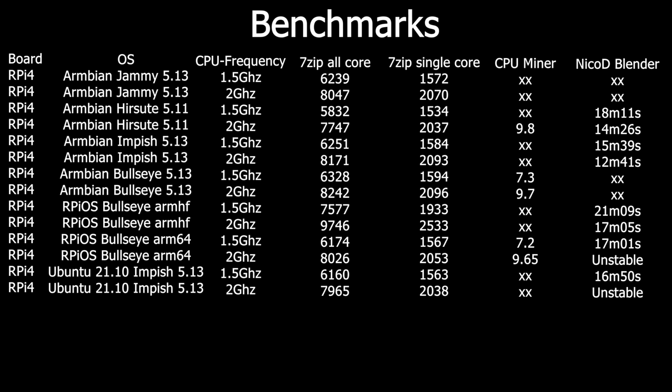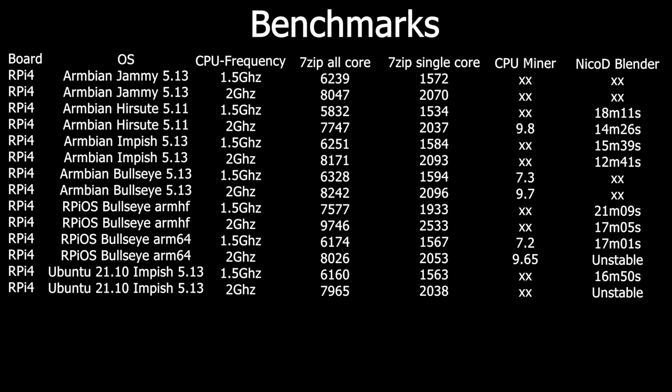And here are some benchmarks, so not much can be said from the benchmarks. You can see that Hirsute doesn't perform that well, but Impish performs a lot better. I knew that from other tests on other boards, and this also proves it. 7-Zip reacts very weirdly when you test it on ARMHF boards, so you cannot compare this with the other results. If you then look at the Nicod Blender benchmark, then that is so much slower. So even at 2 GHz, it is as fast as Bullseye ARM64 at 1.5 GHz.